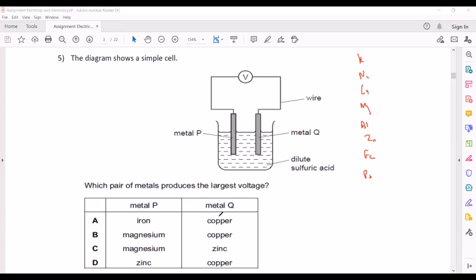So if I use iron and copper, if I check their reactivity, there is a small difference, only one element difference. Magnesium and copper, magnesium and zinc, zinc and copper.